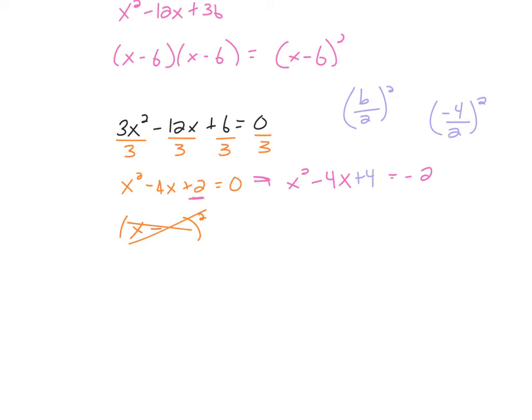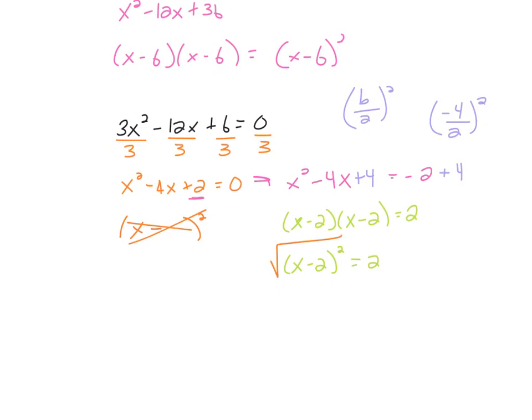Now, here's the key. I added positive 4 to the left side of my equal sign. It is now unbalanced. I need to also add 4 to the right side so that my equation will be balanced. Now I can take the left side. It is x minus 2 times x minus 2 equals negative 2 plus 4, which is positive 2. The left becomes x minus 2 squared equals 2.